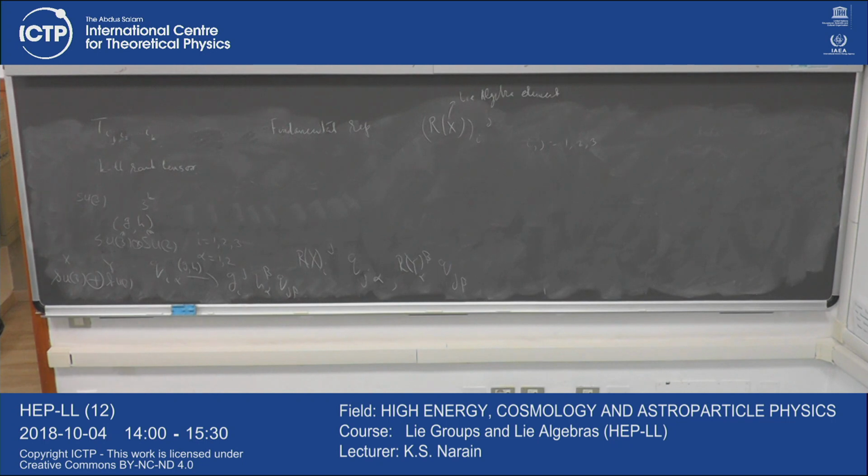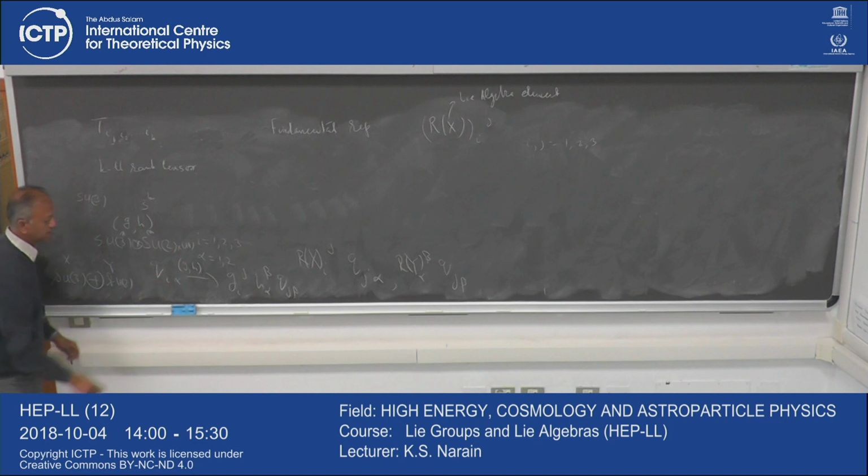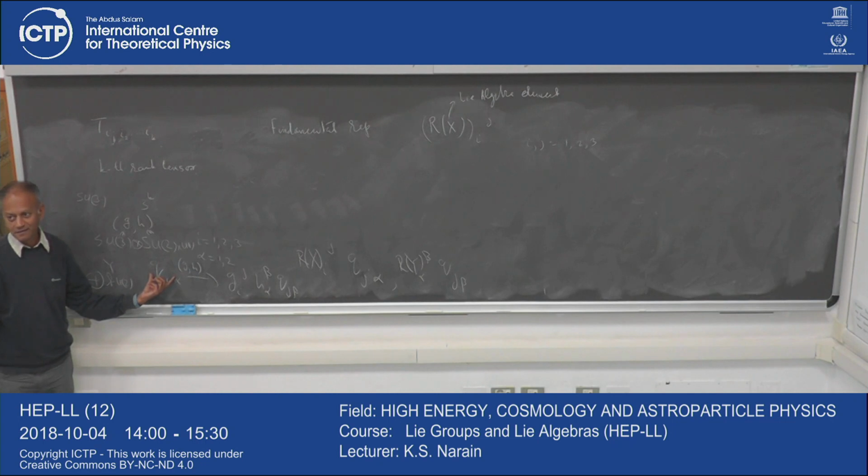Actually, in the standard model, you have not only this, but you also have U1. But U1 is trivial. U1 just tells you that the U1 quantum number is simply the charge of this, so that just goes along.